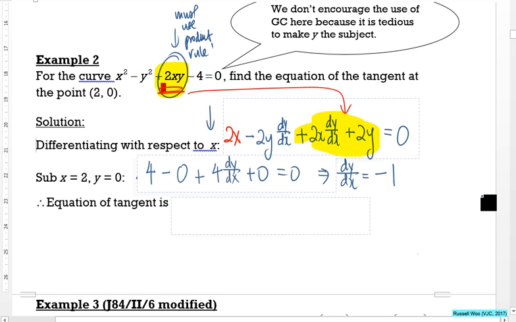Now we know that gradient of the tangent is -1, and you know that it passes through 2, 0. Correct? So you use the idea y minus y1 equals to m times x minus x1. Y must be equals to minus x plus 2. Done. Got that?